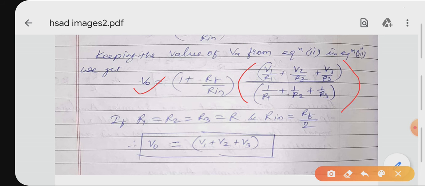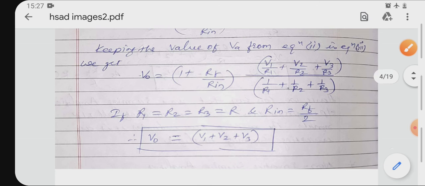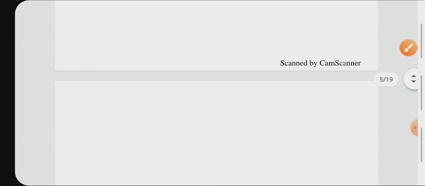So by considering R1 equal to R2 equal to R3 is equal to R, and R in is equal to RF by 2, means all resistors equal, and R in that means input resistor equal to RF by 2, you will get this final equation. What does this equation tell us? Output is summation of all the input voltages. Now there is no negative sign, that means this is a non-inverting amplifier. Okay, output is not inverted at the output. So this is what about summing amplifier.